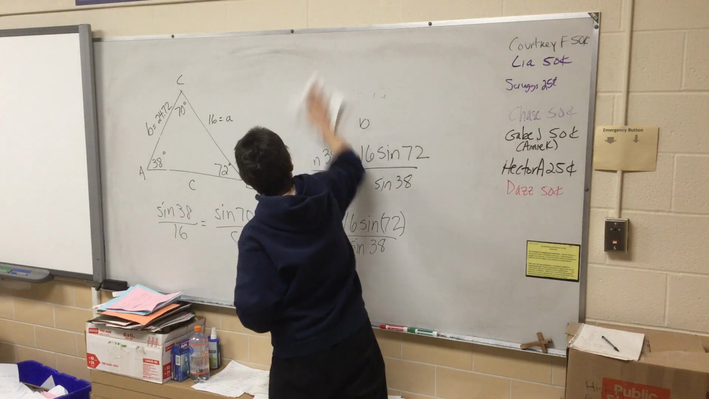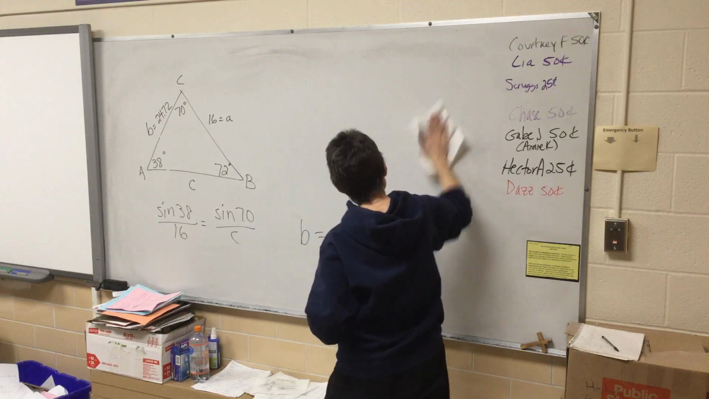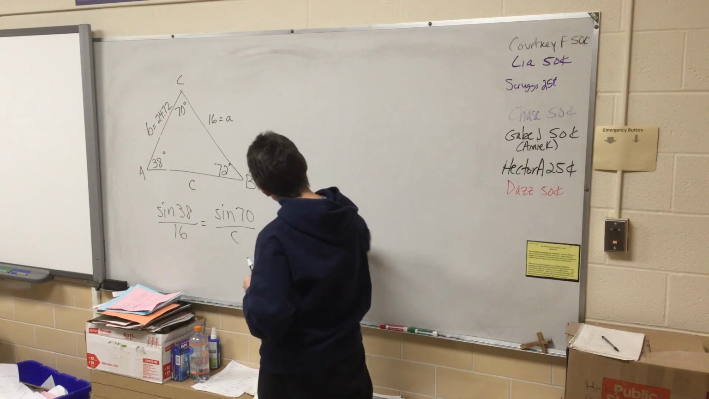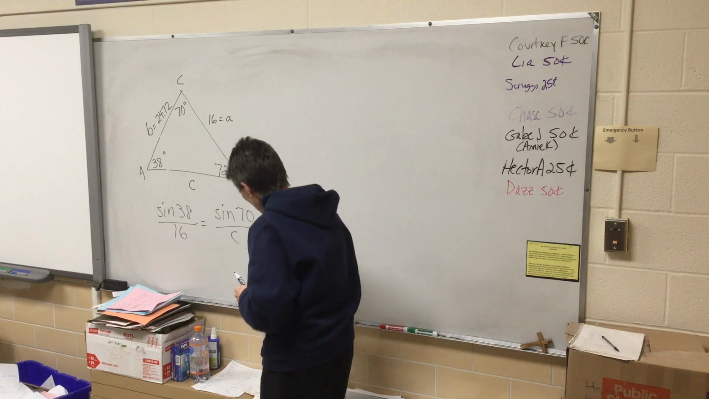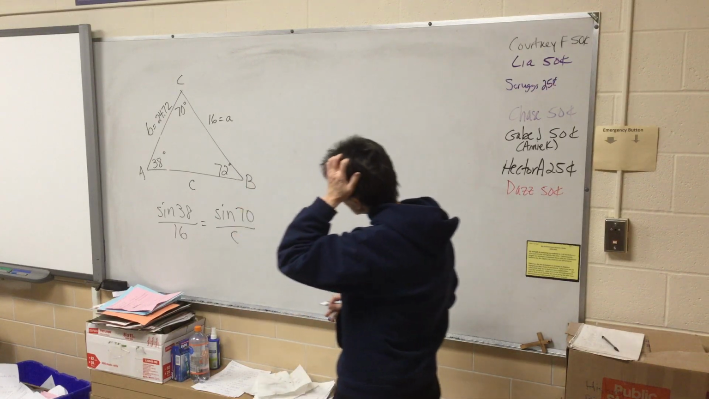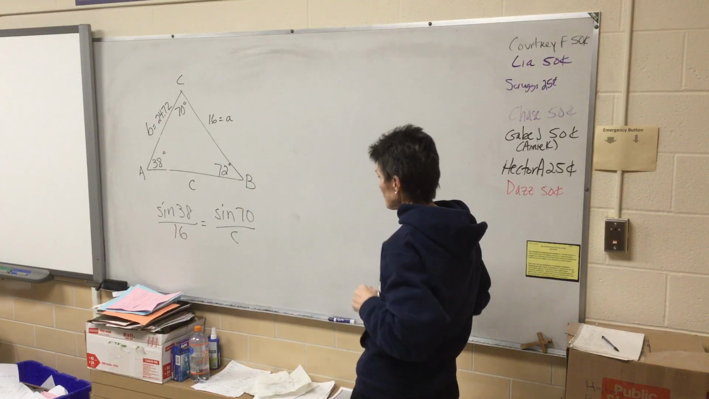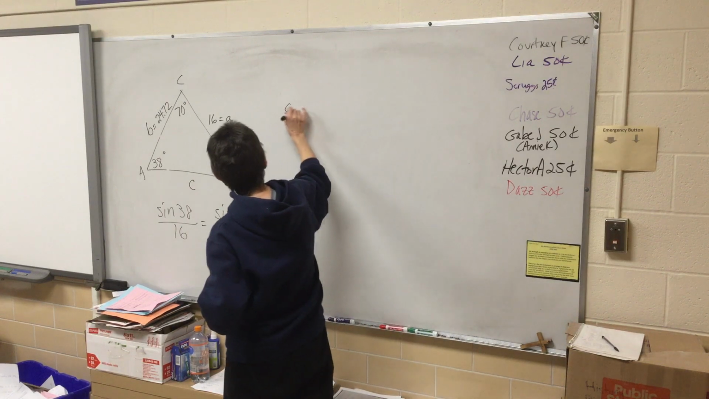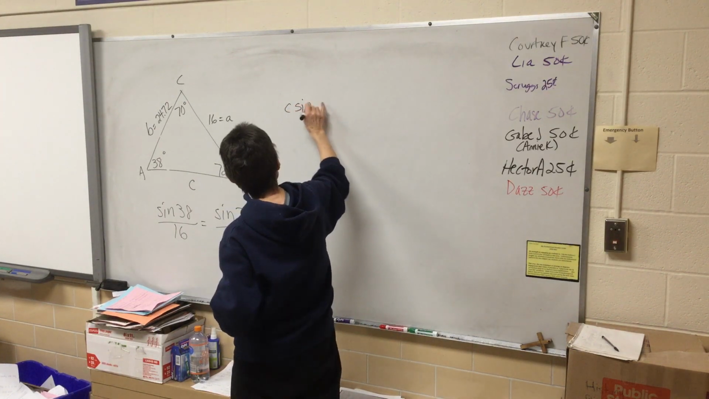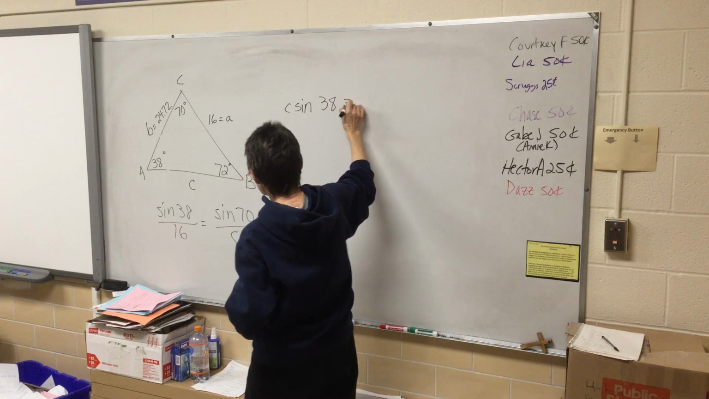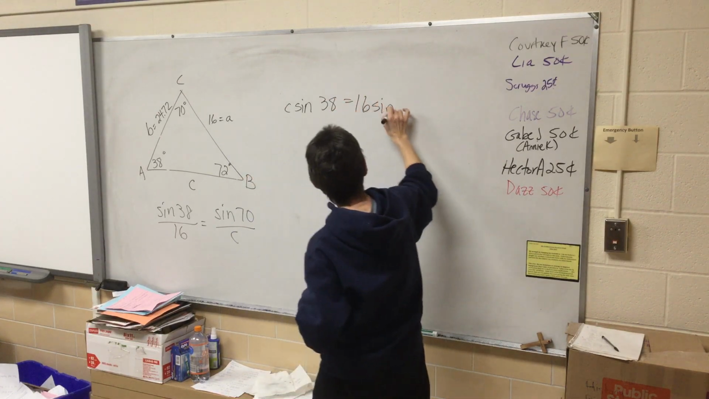All right. So what do I do next? Once I get my law of sines proportion set up, what do I do next? Cross multiply. So C, yes, very good. So C sine 38 equals 16 sine 70.